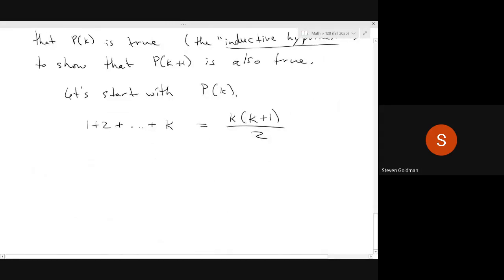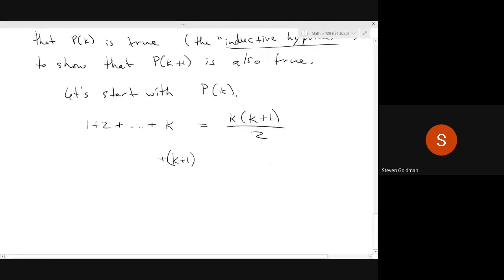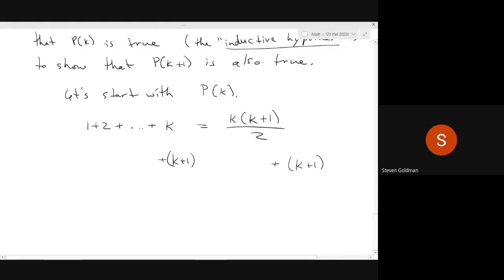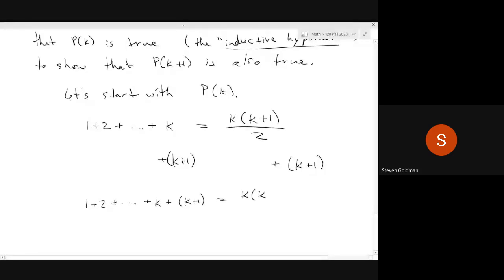So I'm going to add k plus 1 to this equation. But since I'm adding it to the left-hand side, to keep the equation equal, I have to add it to both sides. Okay, so I get 1 plus 2 plus ... plus k plus 1 equals k times k plus 1 divided by 2 plus k plus 1.